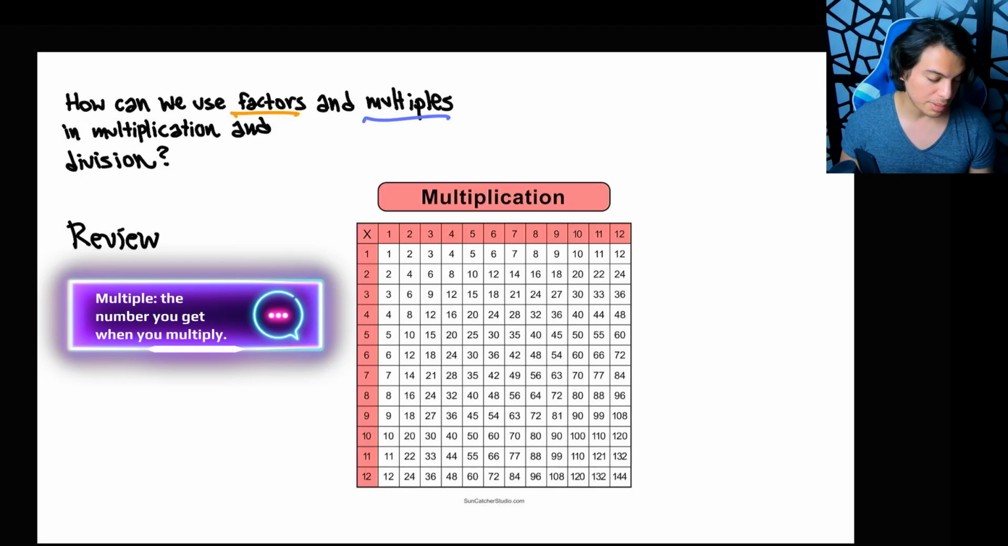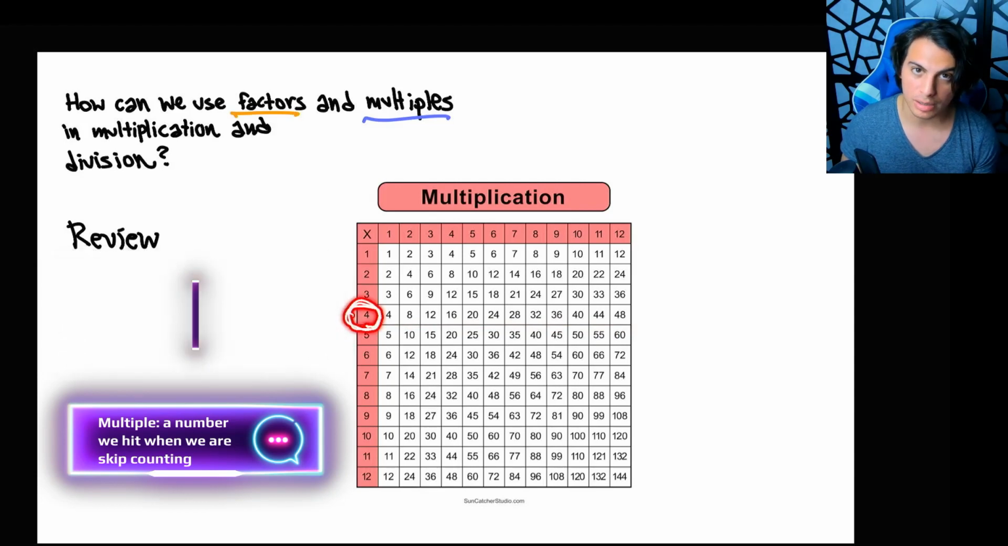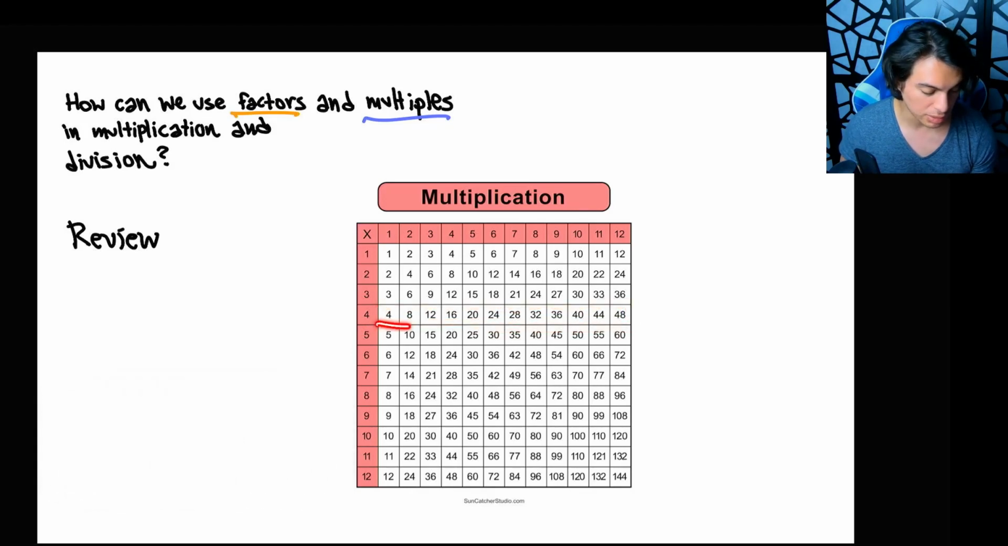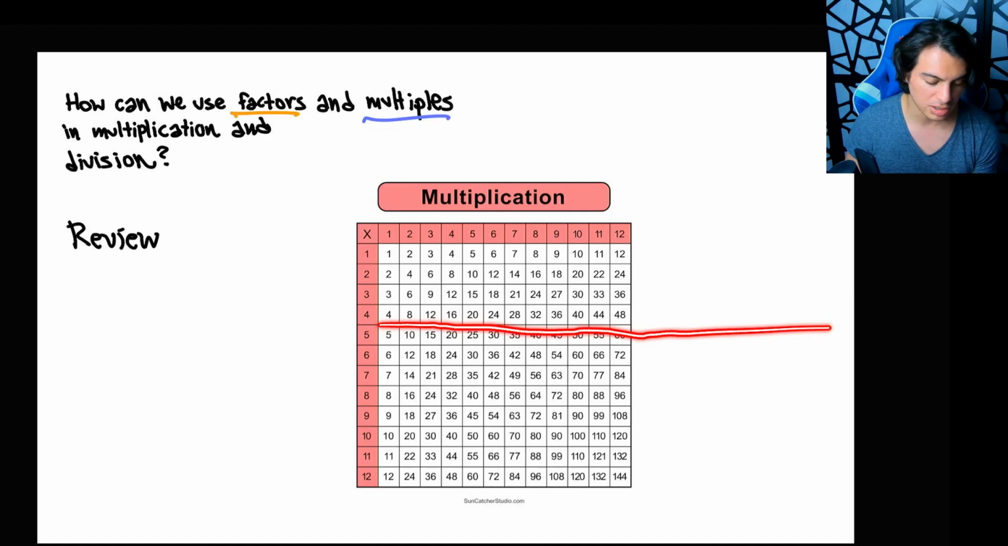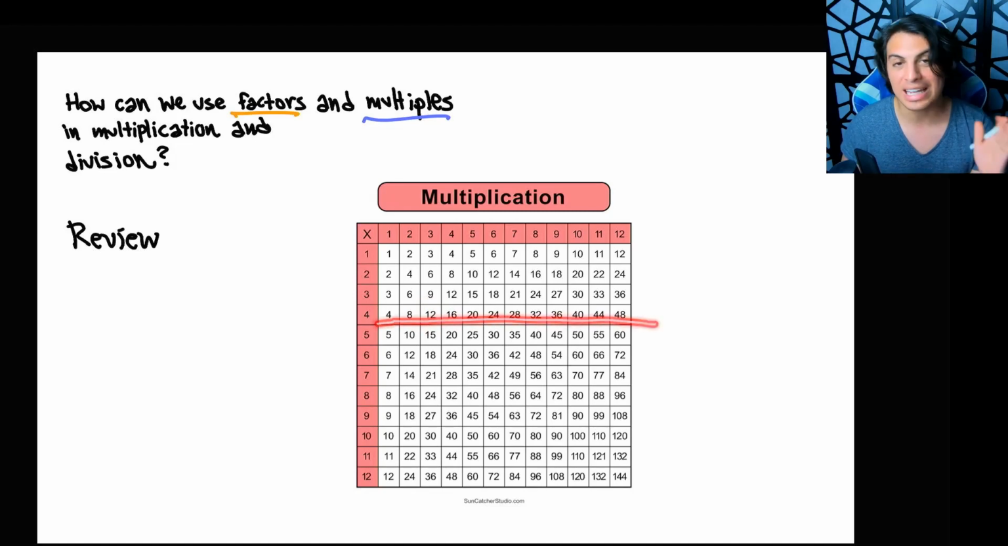We can also describe it as any number we hit when we're skip counting by a factor. So if we're skip counting by a factor of 4, then we're going to hit all of these numbers. All of these numbers are our multiples, and you can keep on going forever if you wanted. There's no end to the multiples. We can just keep skip counting: 4, 8, 12, 16, 20, and just keep on going forever. So one more time, factors are the numbers we multiply together, and multiples are the numbers we get when we multiply, but we can also describe them as the numbers we hit when we're skip counting.